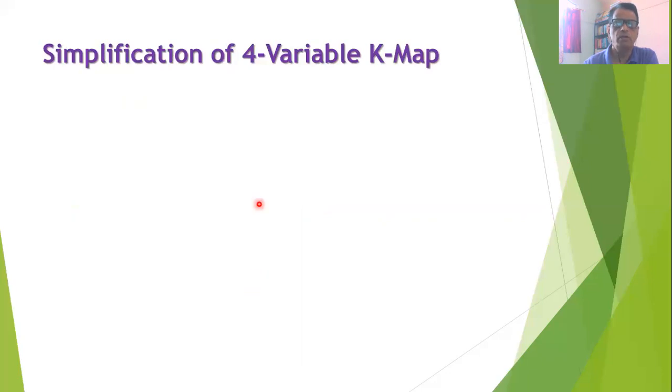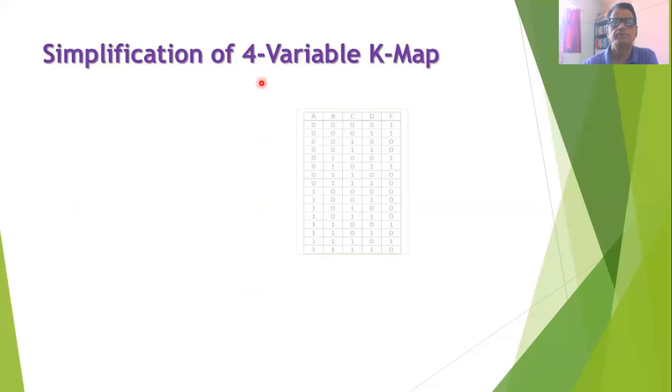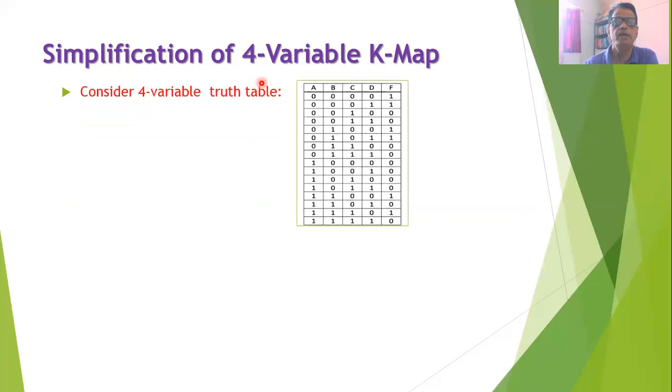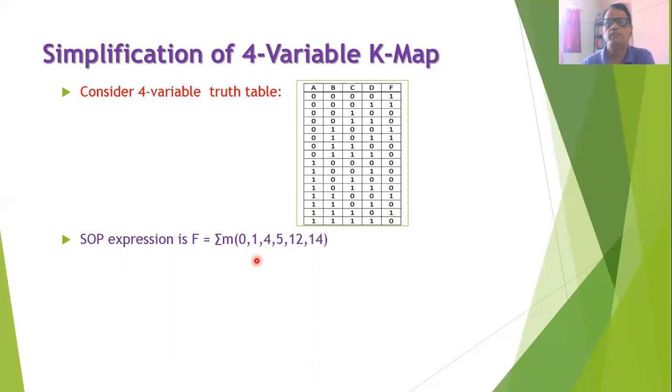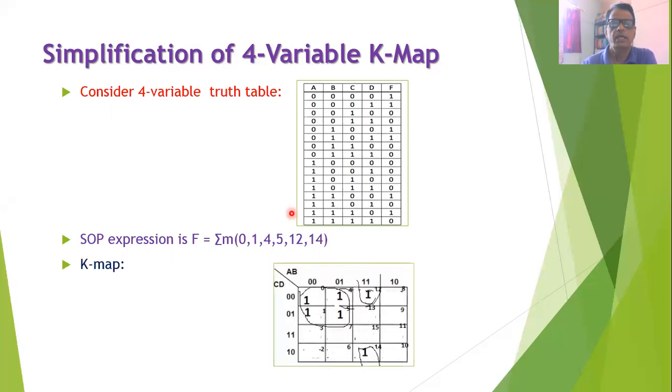Now we will go for the simplification of the 4-variable Karnaugh map. Suppose we have been given a truth table of 4 variables A, B, C, D, and the output is F. Now from the truth table, we can easily write the SOP expression: F is equal to summation of minterms 0, 1, 4, 5, 12, and 14. So we will consider only those minterms for which the output is 1. And then we can easily form a Karnaugh map by making an entry 1 for 0, 1, 4, 5, 12, and 14. Now we will start with the largest possible group.